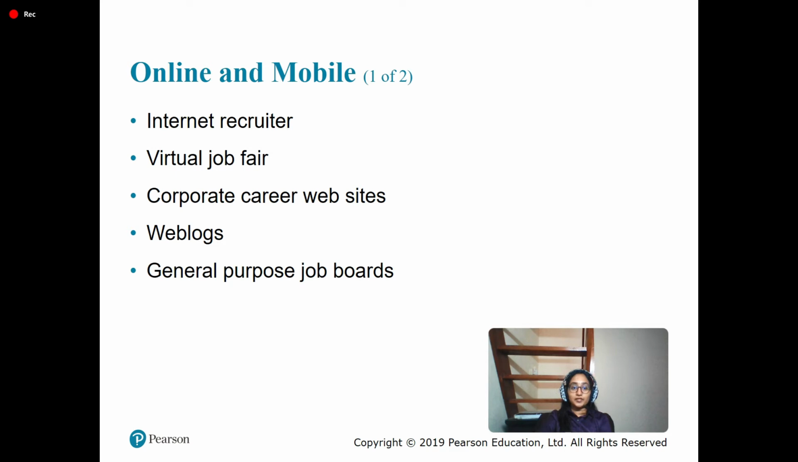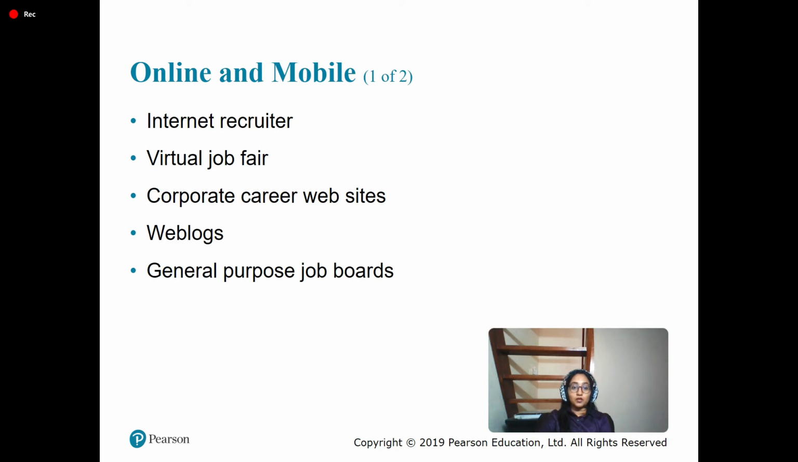Corporate career websites list the company's positions available and provide a way for applicants to apply for jobs. They have become a major resource for both job seekers and companies recruiting new employees. A career website should be used as a selling device that promotes the company to prospective job candidates and fully describes the specific opportunity available.